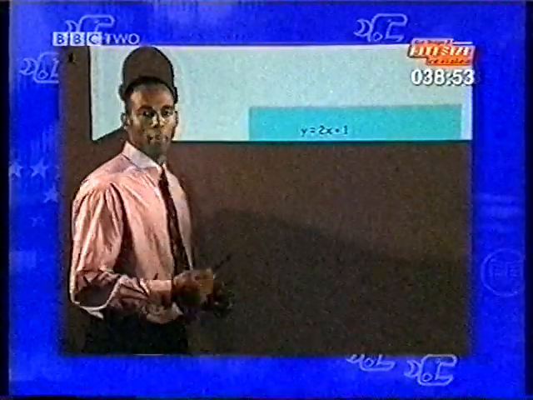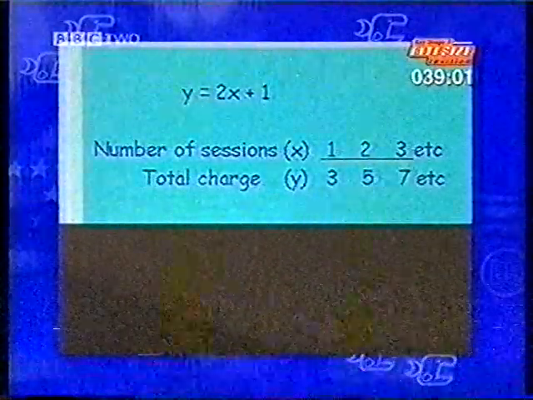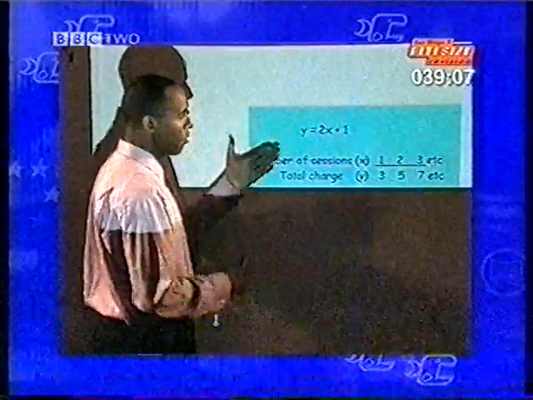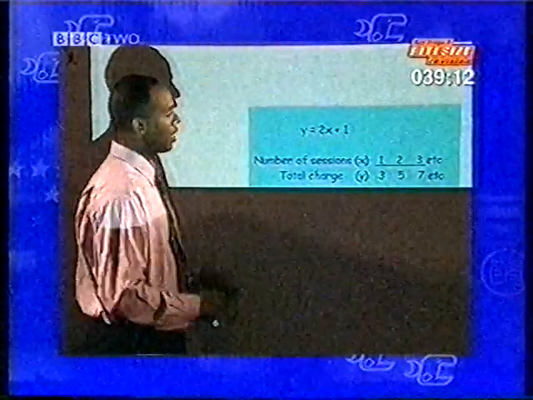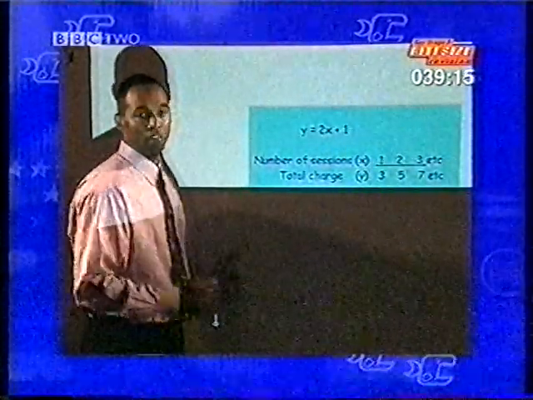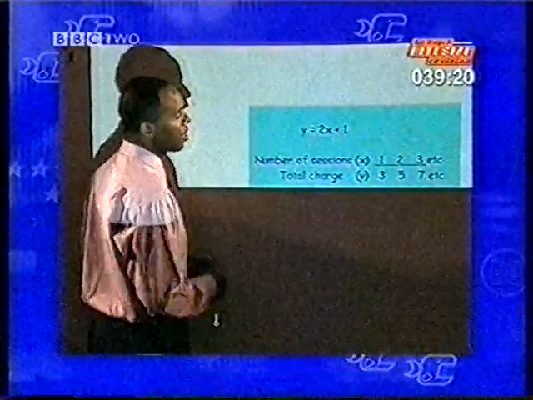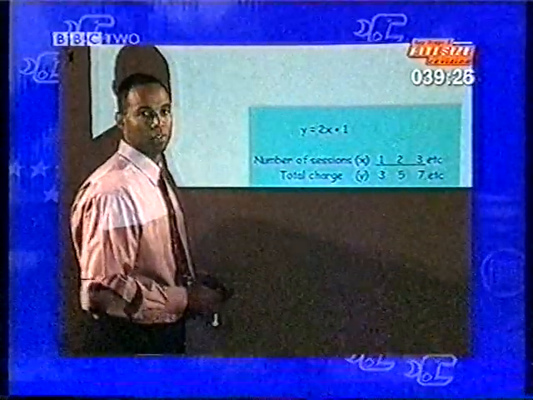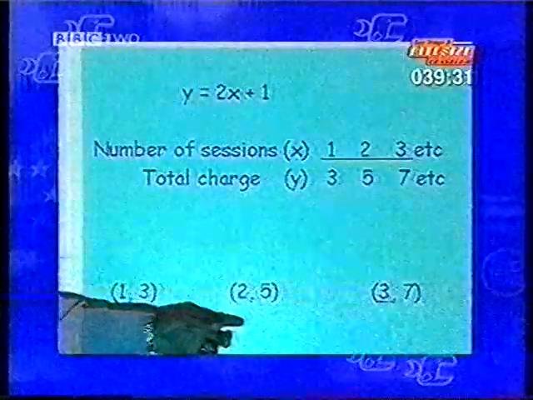Now, another way we can represent this equation is in the form of a table. The number of sessions, x, and the total charge in pounds, y. So, remembering to use the equation, the value of 1 for x, 2 times 1 plus 1 gives a total charge of £3 for one session. The value x of 2, using the equation, 2 times 2 plus 1, gives a total charge of £5 for those sessions. All of these values can be plotted as coordinates on a graph.